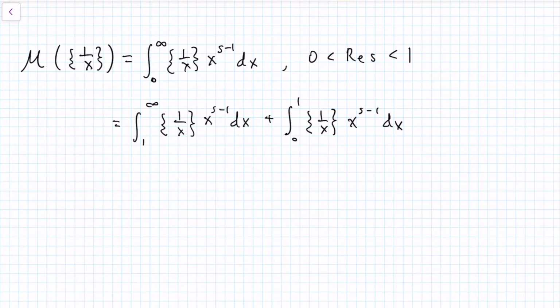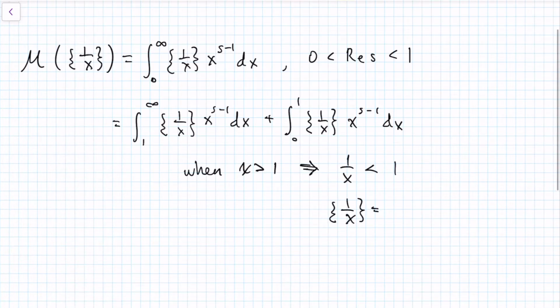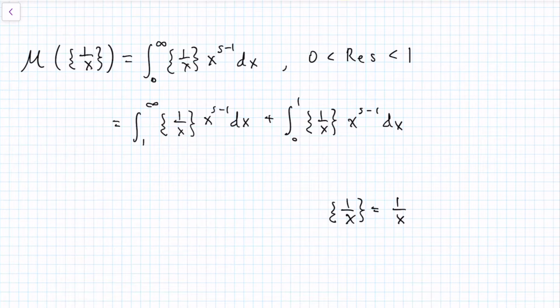The reason why I'm splitting this up is because this first integral is of particular interest. Notice when x is in between 1 and infinity, really we have x being bigger than 1. And when x is bigger than 1, the reciprocal, 1 over x, is smaller than 1. And in particular, the fractional part would be equal to itself, because it's just going to be 0 point something as a decimal. So in this first integral, we can replace the fractional part of 1 over x with just itself.